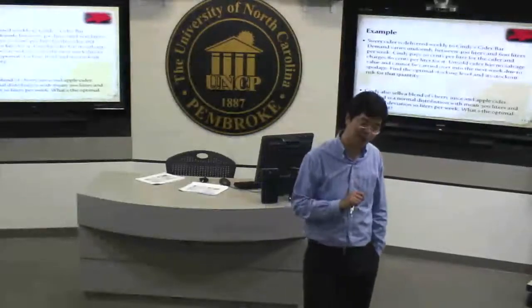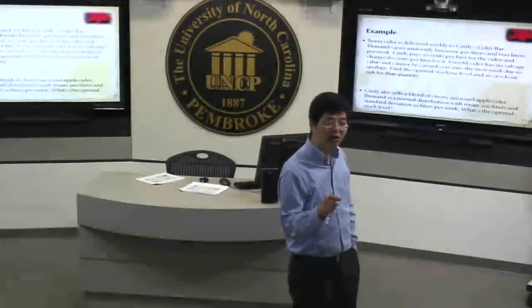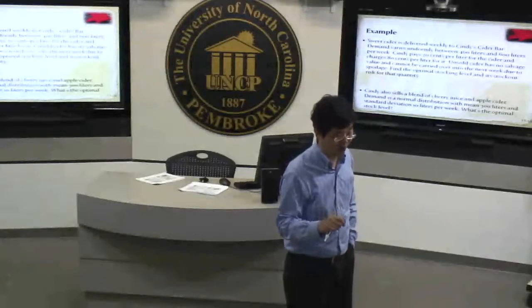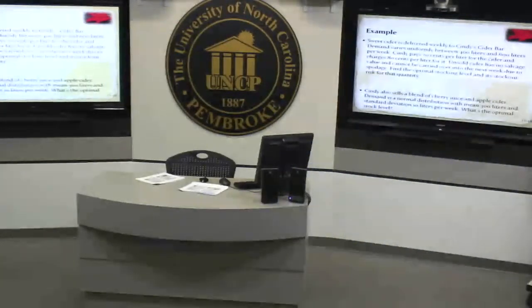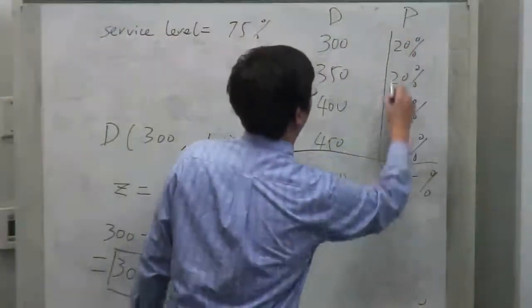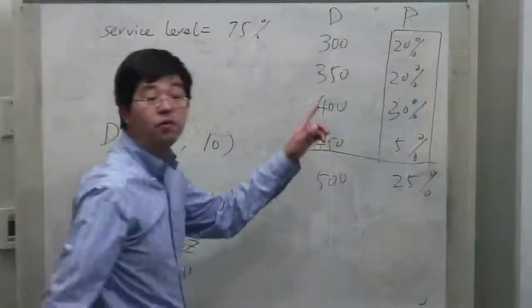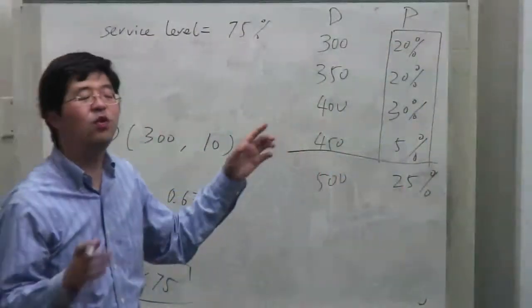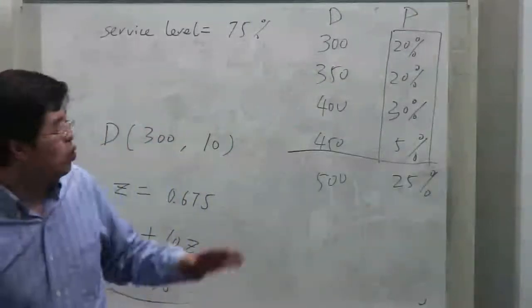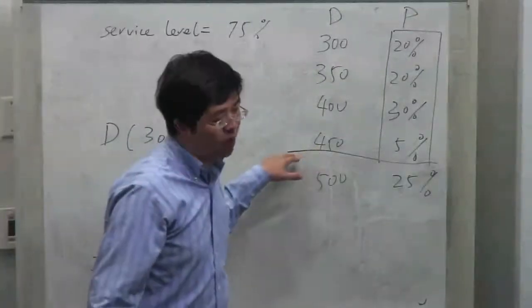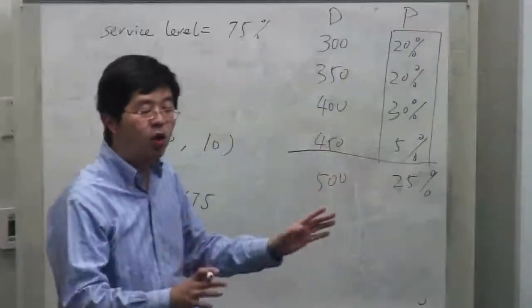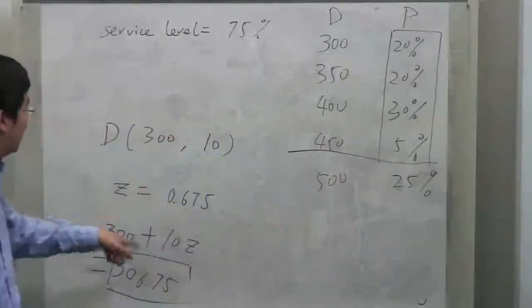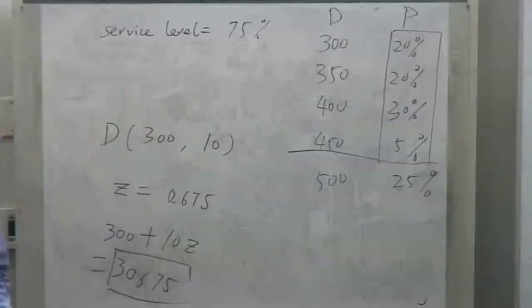Then what is your stock level? 450. Because 450 is the value where the cumulative probability equals 75%. So you can see that if you have a discrete distribution, you need to make sure that below this number, your cumulative probability is equal to or at least greater than 75%. That's the way you solve this problem.